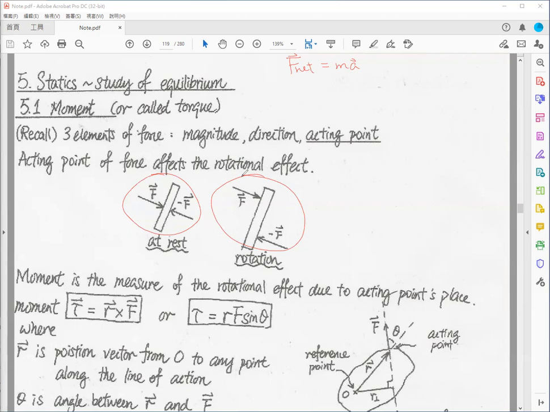So that means we need to have one new quantity to deal with the case on the right hand side. That term we call the moment, or we call it the torque. Torque is for the US; for the UK we call it moment. It's not called the acting point, we call it the point of application.